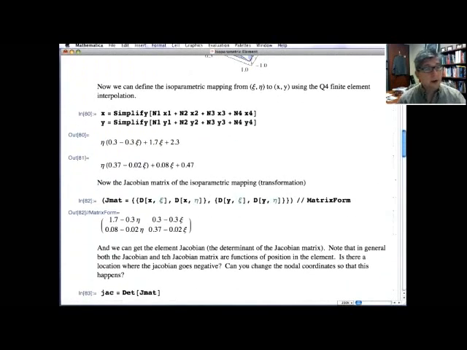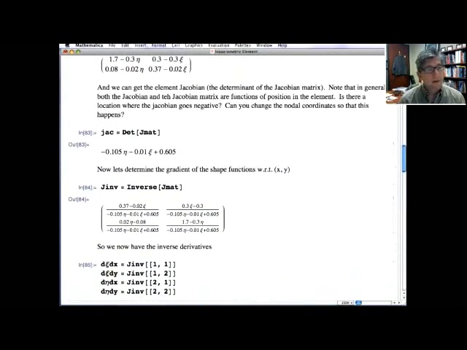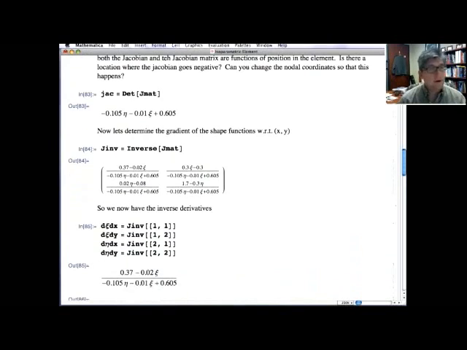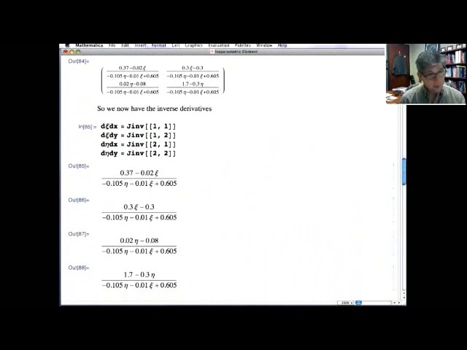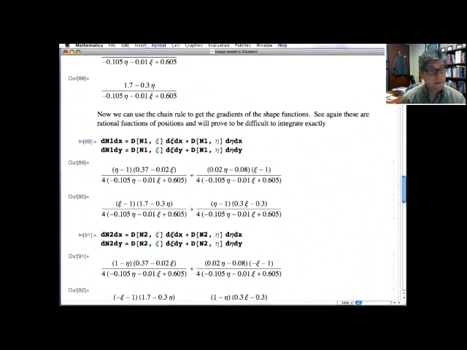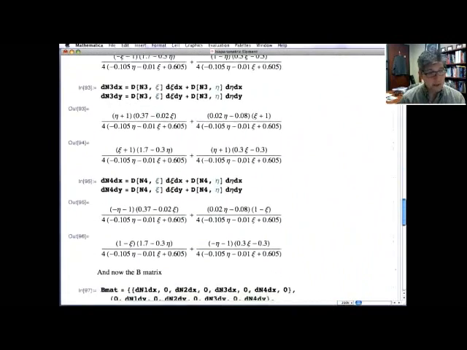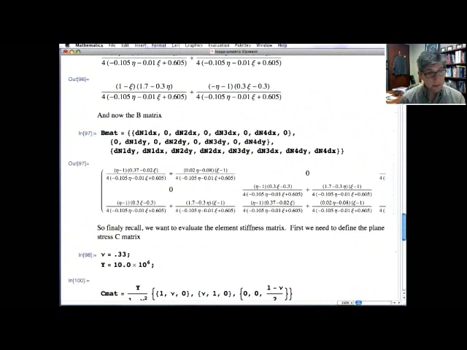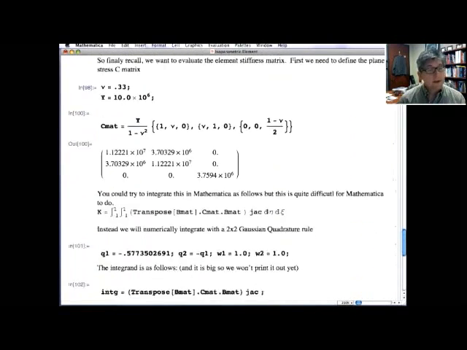So normally in a code, what's going on here would be at a quadrature point in a loop, okay? We can determine the Jacobian. Hopefully it's positive. The inverse. From the inverse, we can get the derivative terms that we need for the chain rule to get the derivatives of the shape functions with respect to x and y. Once we know the derivatives of all the shape functions with respect to x and y, we can form the B matrix. Again, that would be at the quadrature point.